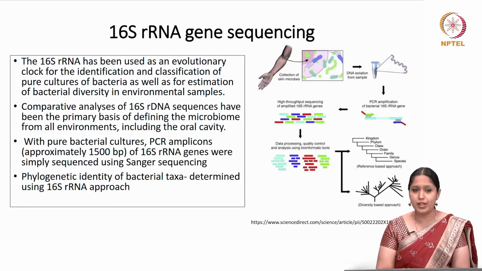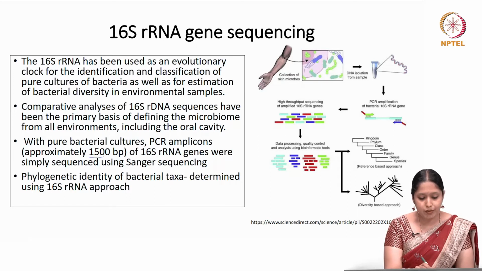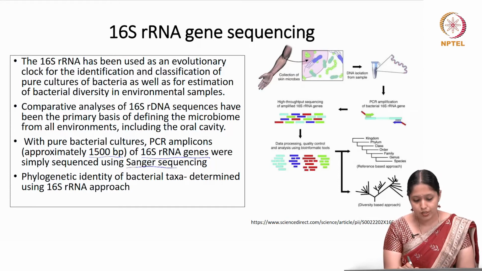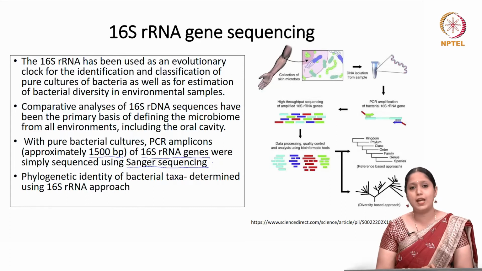So, what happens is, with pure bacterial cultures, PCR amplicons of approximately 1500 base pairs of 16S rRNA genes were simply sequenced using a method called Sanger sequencing. So, phylogenetic identification of bacterial taxa is determined using this approach of 16S rRNA.